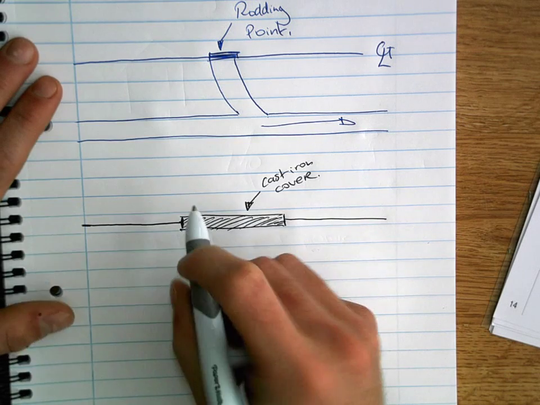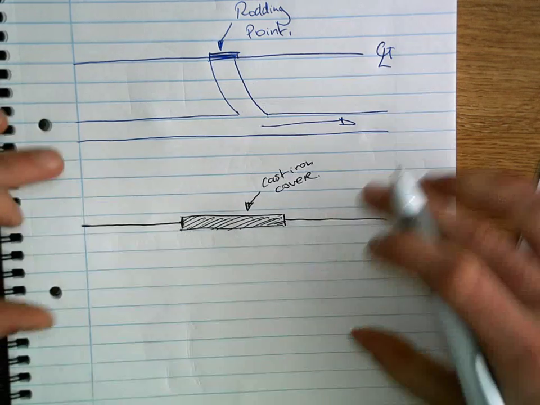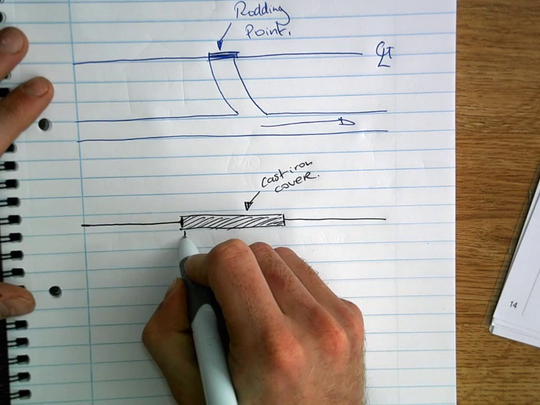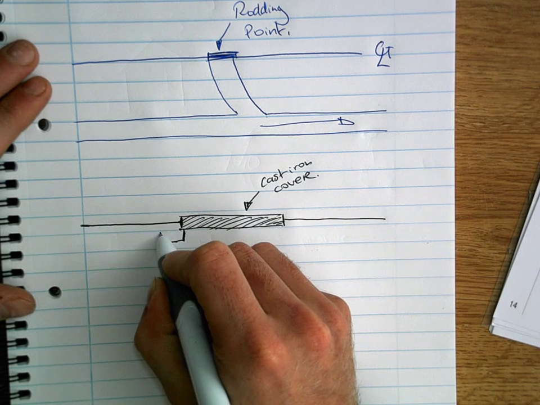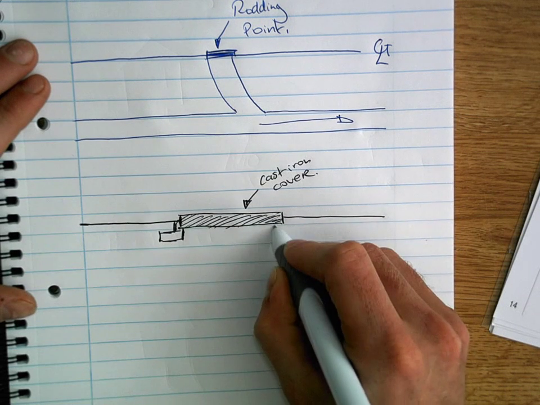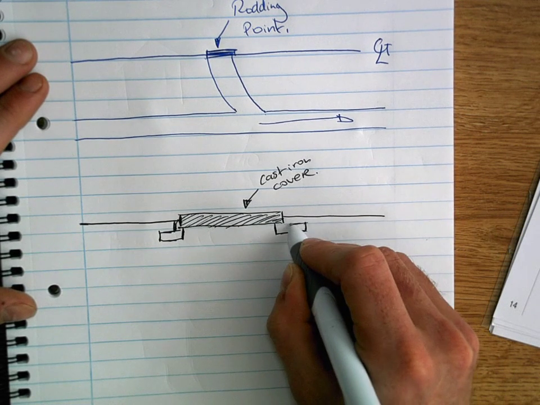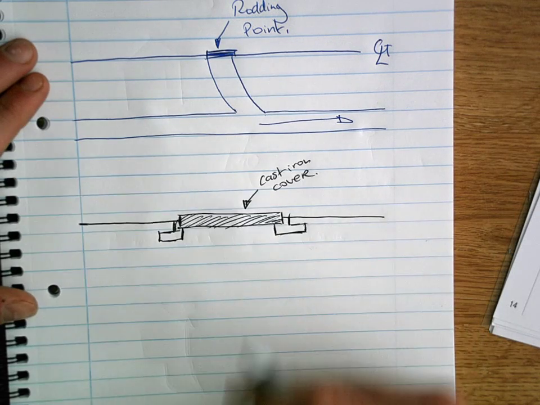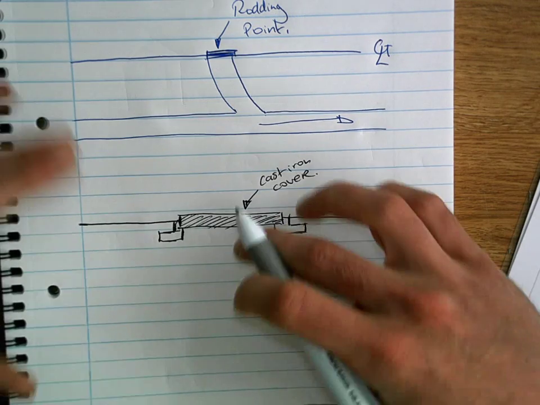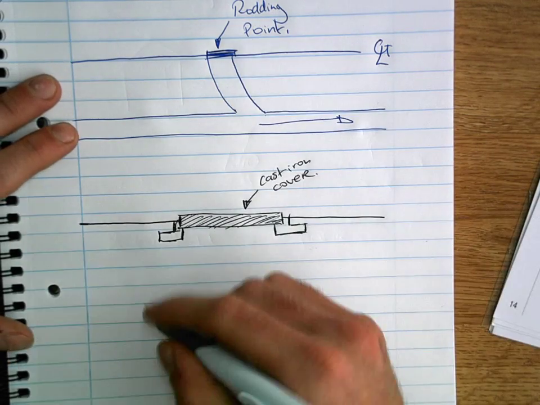Now the cast iron cover obviously has to be held in place by some sort of a concrete sill, so we'll just put that in place either side of it. So that's actually just holding up the cast iron cover. Remember, this is a cross section. And then underneath here we're actually going to have our manhole, so if you needed to step into it, this is where you would be going.